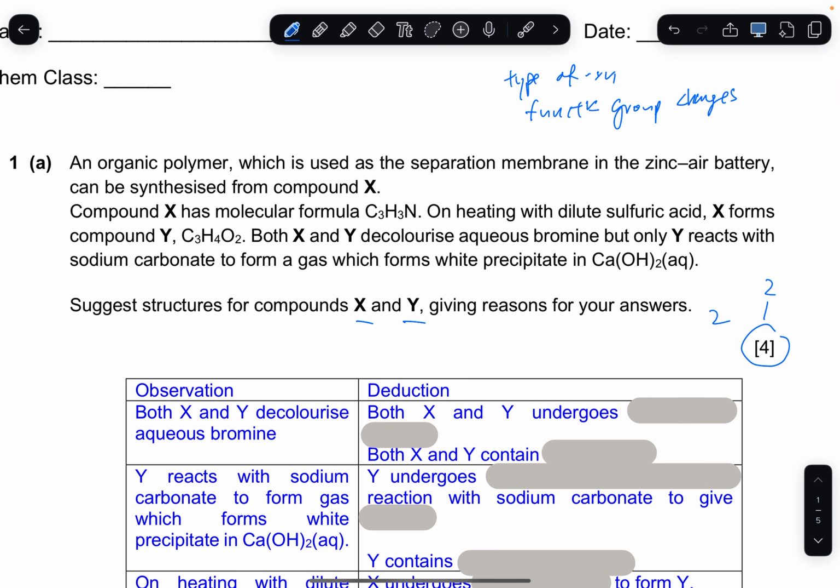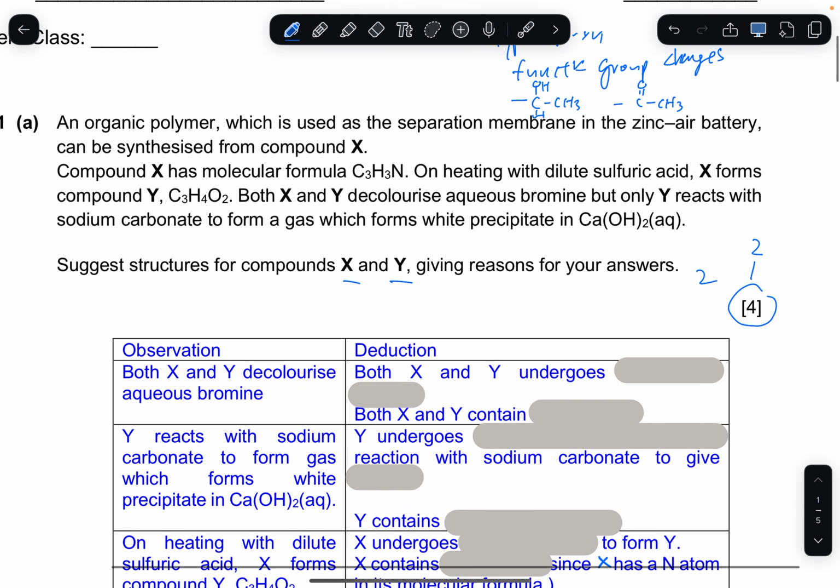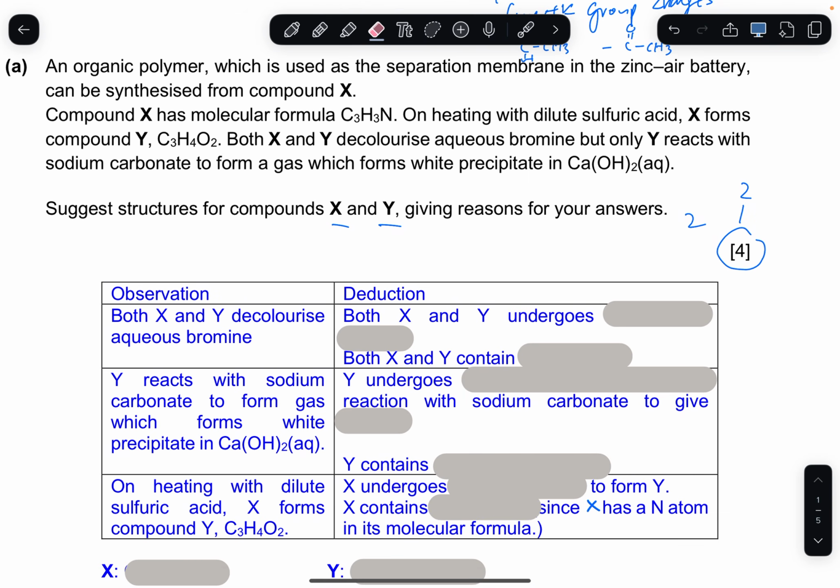So the type of reaction is acid hydrolysis. The functional group change: the functional group is a nitrile that turns into a carboxylic acid. So there are 6 points here, right? So it could be that it is 4 out of the 6 to get just 2 marks for deduction. Sometimes they do not need you to have all exactly to get the full marks.